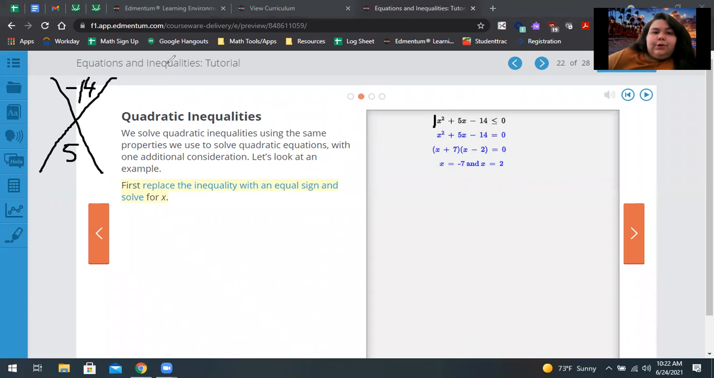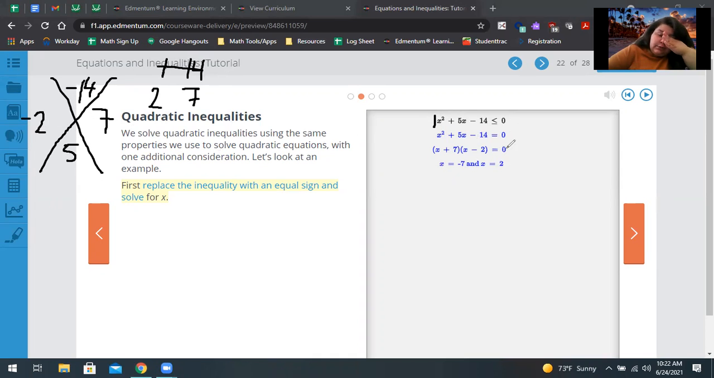The multiples for 14: 1 and 14, 2 and 7, 3 doesn't work, 4, no, 5, no, 6. Yeah, those are our only pairs. 1 and 14 is too large to get 5, so here's 2 and 7. I need a negative somewhere. -2 times 7 is -14. -2 plus 7 is +5. So right there, we found our values, and that's what they came up with.